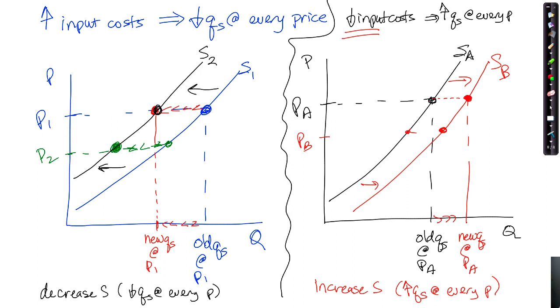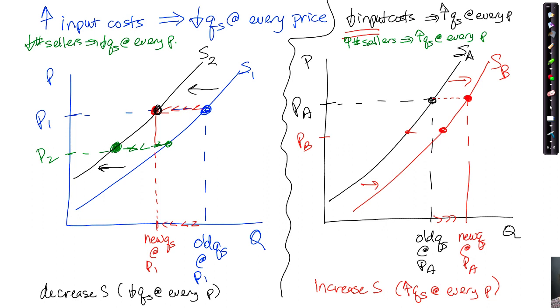Let's see, what else can I put on this graph? If instead of looking at an increase in input cost, we're looking at an increase in the number of sellers, more sellers means there's a greater quantity that would be supplied at each and every price. So an increase in the number of sellers would lead to an increase in the quantity supplied at every price. So again, I'm on the right-hand graph. And a decrease in the number of sellers would lead to a decrease in the quantity supplied at every price.